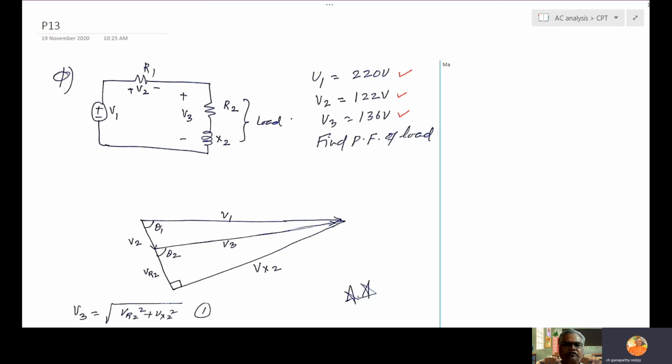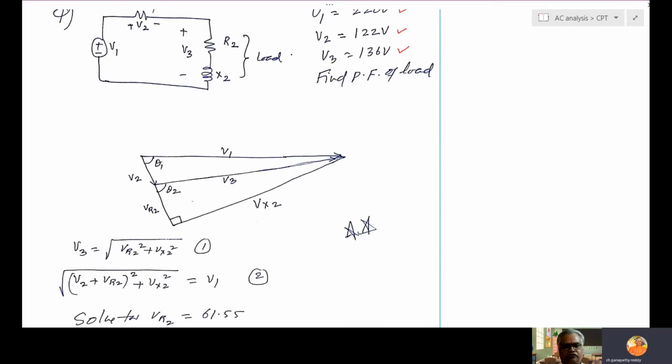So why is this topic complicated? Direct addition, direct multiplication, you can't do because of inductive reactance or capacitive reactance. So here inductor is there, voltage across R2 and X2 is V3, voltage across R1 is V2, and applied voltage is V1. So V1 given, V2 given, V3 given, find the power factor of the load. So always we should solve with the help of phasor diagram.